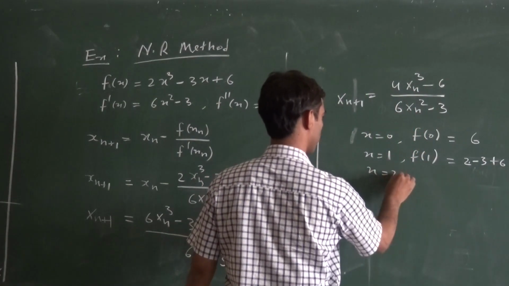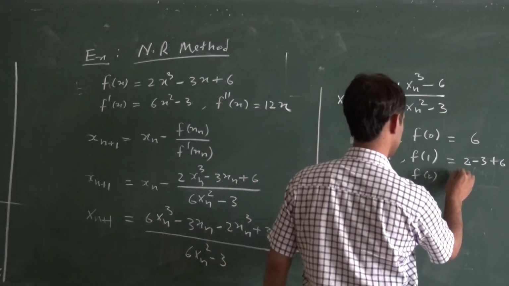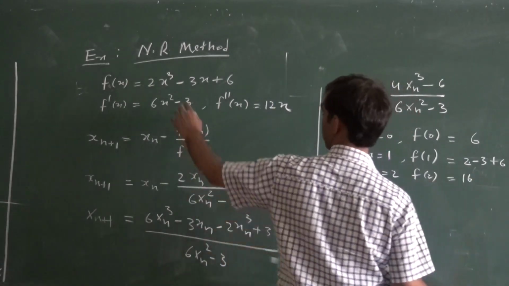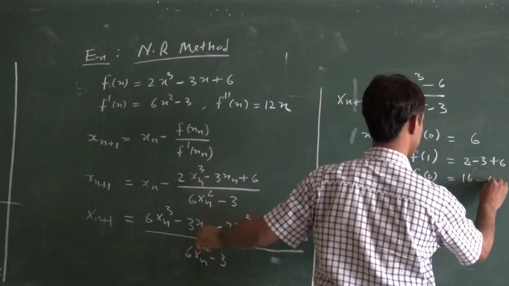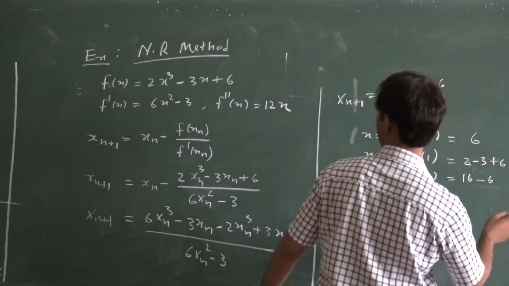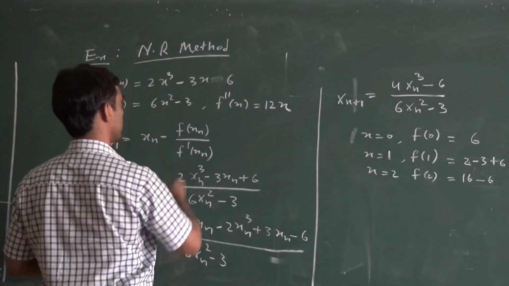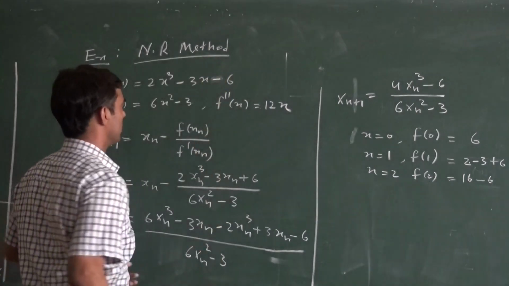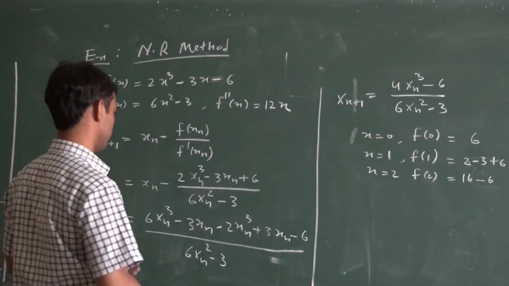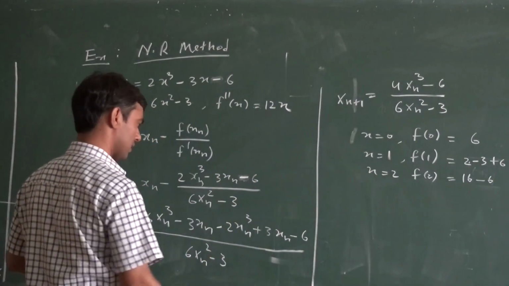At x equals 2, f of 2 equals 16 minus 6 plus 6, sorry, this one is minus 6, otherwise you are unable to find the root. So this becomes minus 6, and then this becomes what?